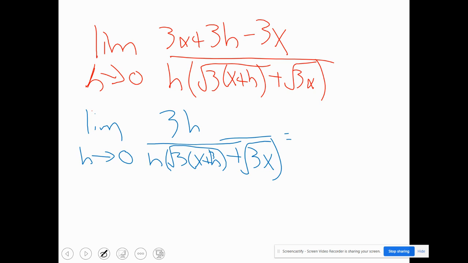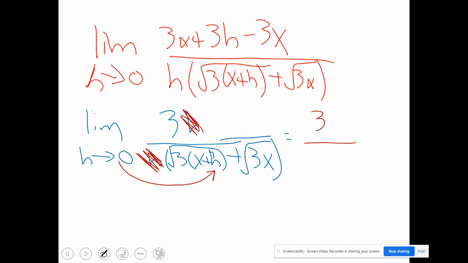Now, I still can't plug in h equals 0, but hopefully you'll notice that this h that's in the top that's being multiplied can cancel out the h that's being multiplied in the bottom. And now you can plug in h equals 0. And that will give you a 3 over, notice I don't write the limit anymore because I'm now evaluating.